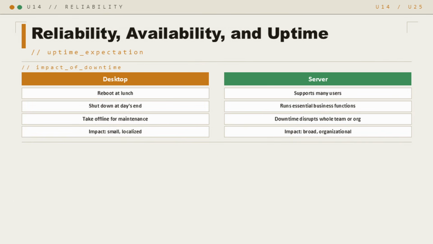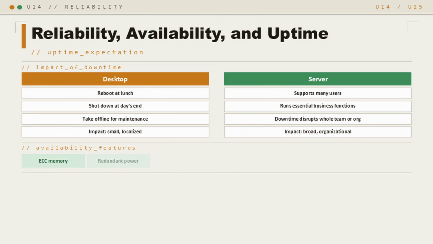Perhaps the most important practical difference between a server and a desktop is the expectation of uptime. A desktop can be rebooted at lunch, shut down at the end of the day, or taken offline for maintenance with limited impact. A server often supports many users or an essential business function, so downtime can disrupt operations across an entire team or organization. Because of this, servers are designed with availability in mind.